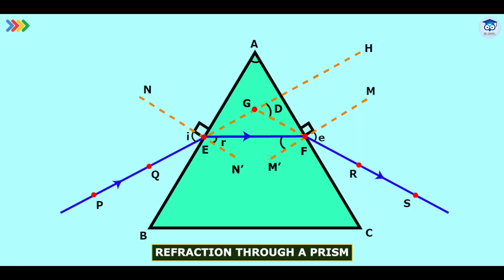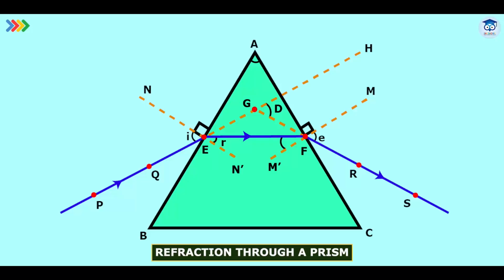Once the prism is outlined, draw a straight line PE inclined to one of the refracting surfaces, say surface AB of the prism. This line will serve as the incident ray. Now, on the line PE, place two pins at points P and Q spaced apart so that they are aligned along the direction of the incident ray. These pins help in determining the path of the incoming ray before it enters the prism.